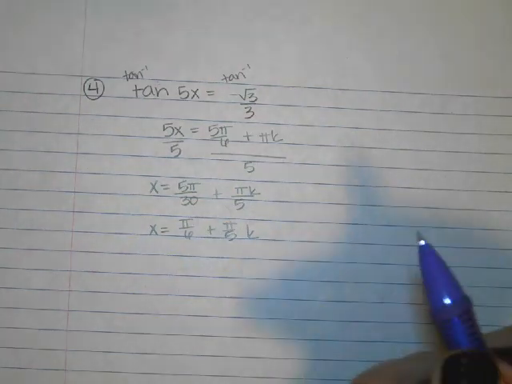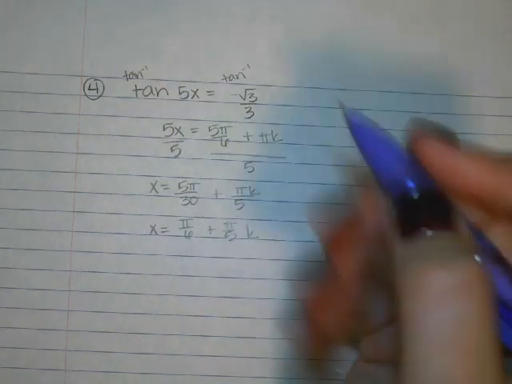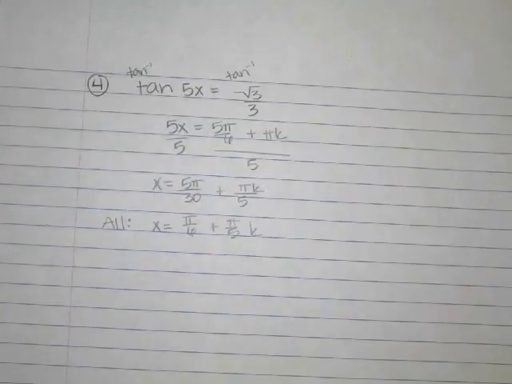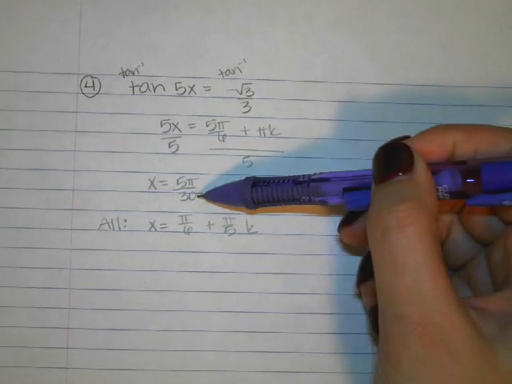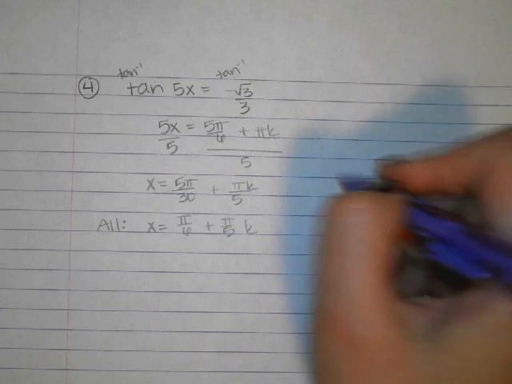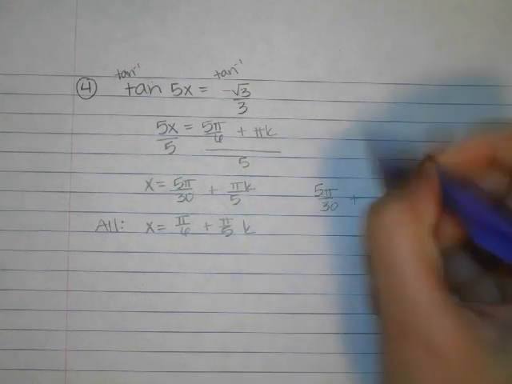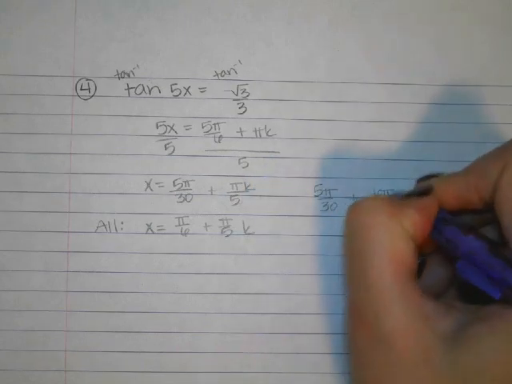And then my answer, if I'm not doing all solutions, if I'm looking for from 0 to 2 pi, then I have to think about my fractions and how those are working. So if I was looking for the answers from 0 to 2 pi, I would probably leave this in terms of 30ths. And then I would say this is 5 pi 30ths plus, if I multiply by 6 on the top and the bottom, that would be 6 pi 30ths.